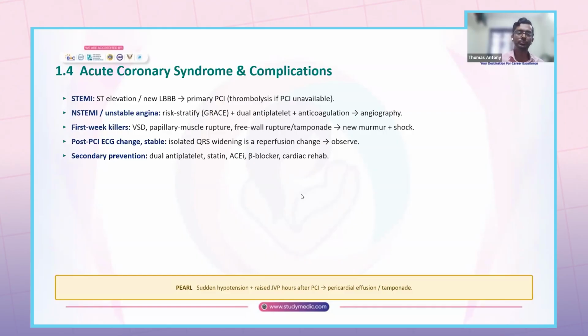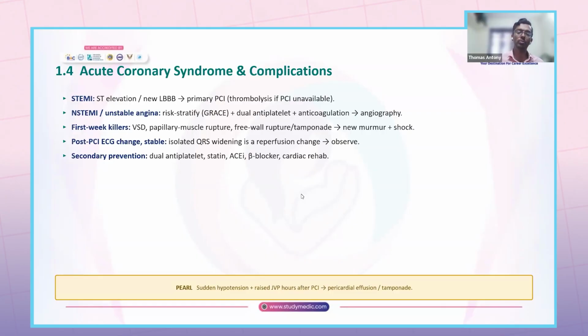In case of NSTEMI, we have to stratify the risk based on the GRACE score. The GRACE score estimates the patient's risk of death and future cardiac events, so this is kind of like a mortality predictor. If the patient has a high GRACE score, it suggests that the patient is likely to benefit from an early invasive strategy like coronary angiography and PCI.